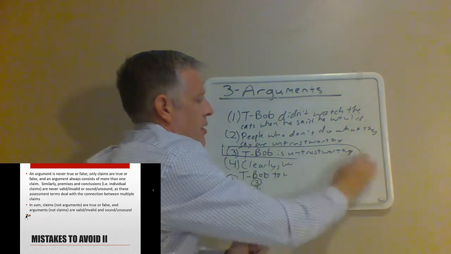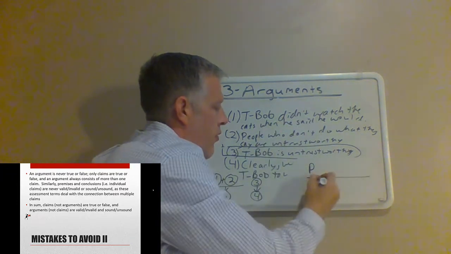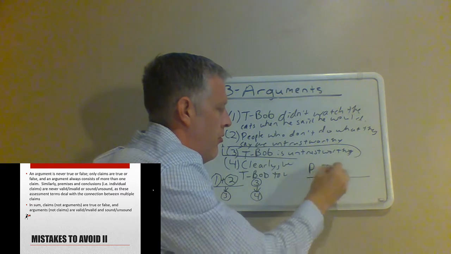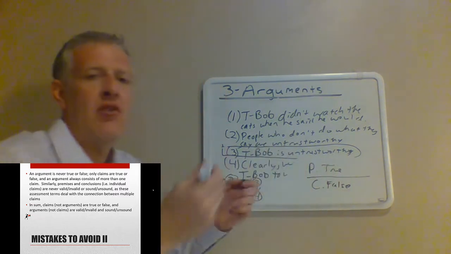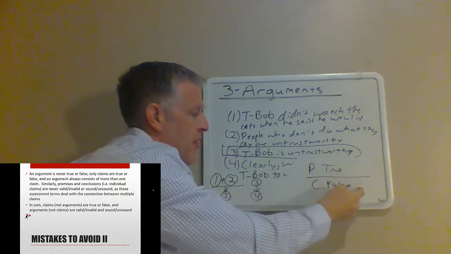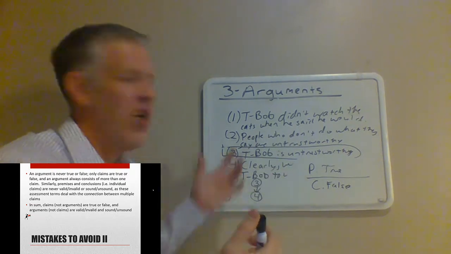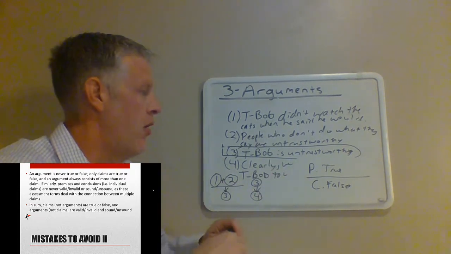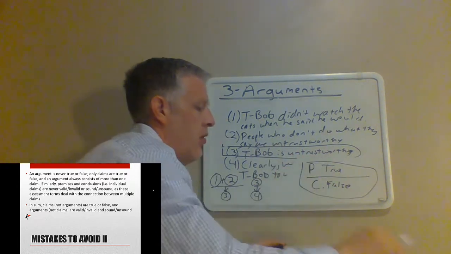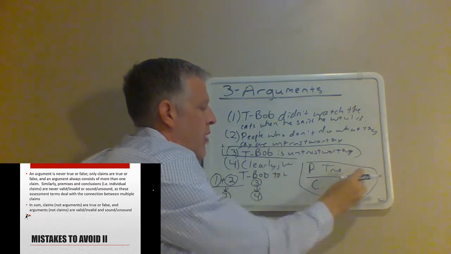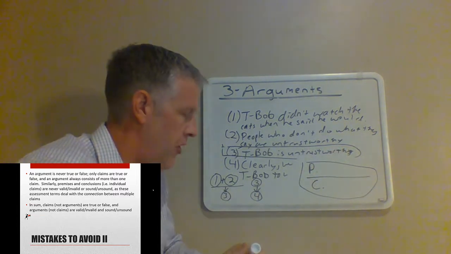So it doesn't make sense to refer to the whole argument as true or false. What happens if the premise is true and the conclusion is false? This could be false and this could be true. They could both be true, they could both be false. So in what sense are you calling the whole argument true? That doesn't make sense. This whole thing is the argument. So you don't call the whole argument true or false. Only individual claims or statements are true or false.